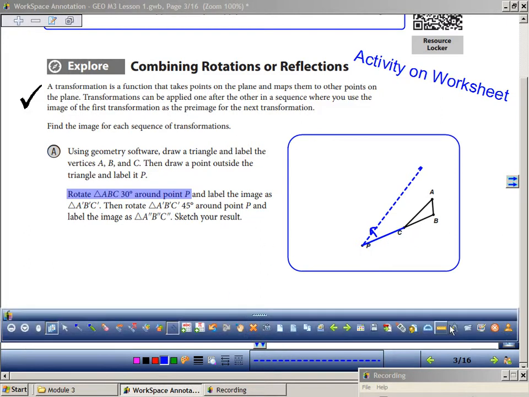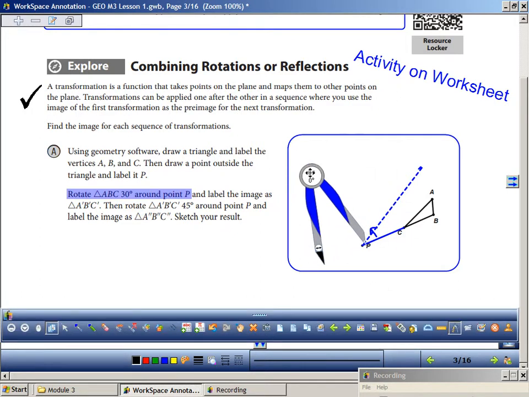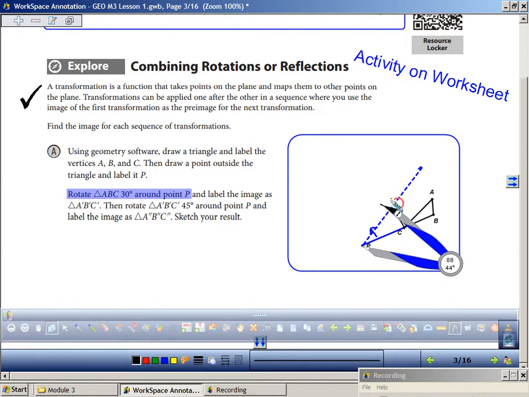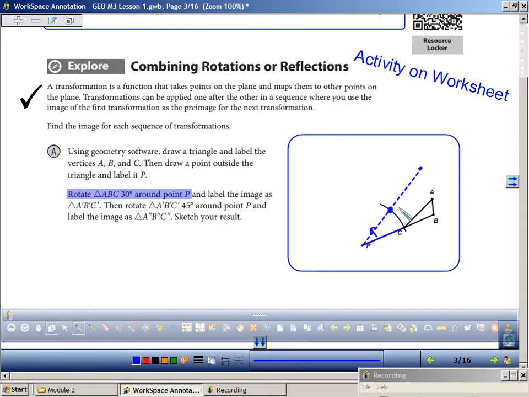Measure P to C. I should do this the other way. Couldn't I do a line right here and it should meet right there? Do you see what I did? Yes. So if this from P to C is this distance, then from P to C prime is going to be that distance right there.